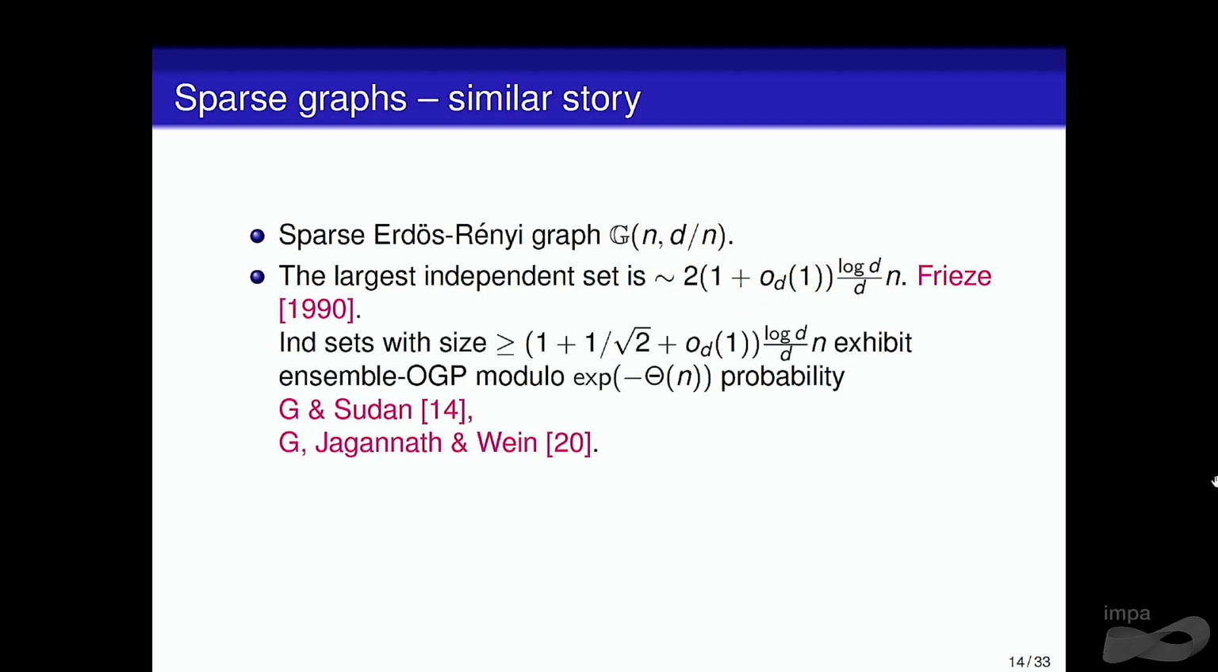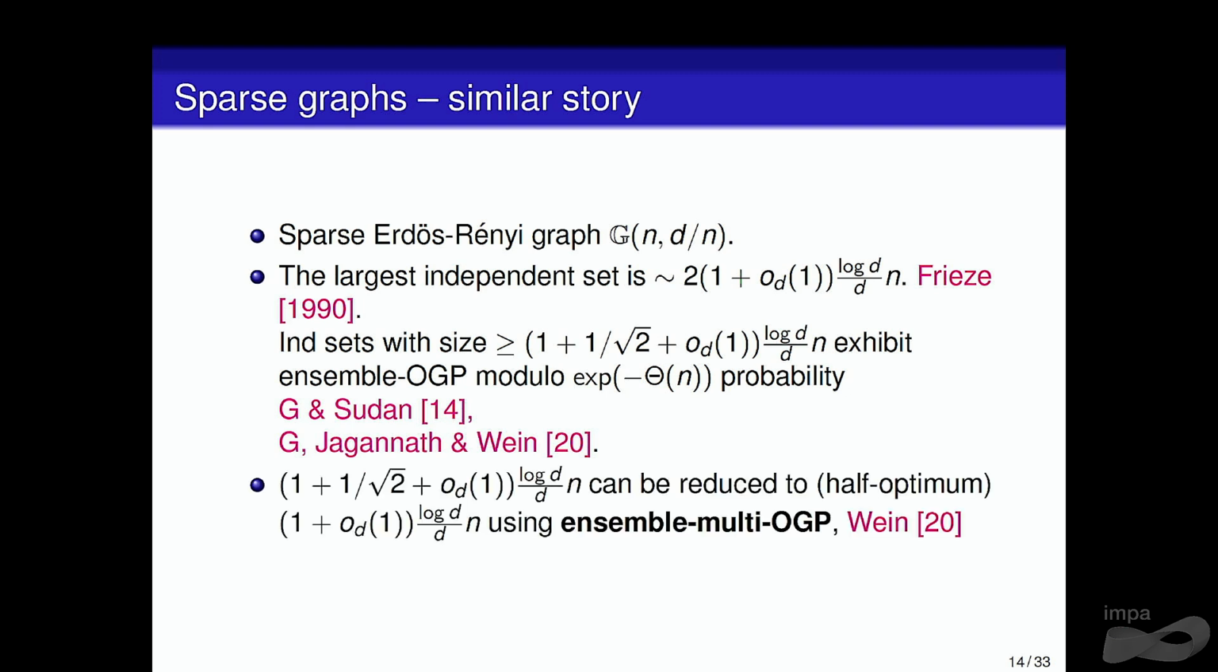And if you go above this threshold for the size of the independent set, they exhibit the same type of overlap gap property, which I call the ensemble overlap gap property. Ensemble because it applies to a collection of graphs. And now this statement holds with exponentially small probability. That's because we're dealing with linear size independent sets. So other than that, morally, it's the same story, but on sparse graphs. All right, good.